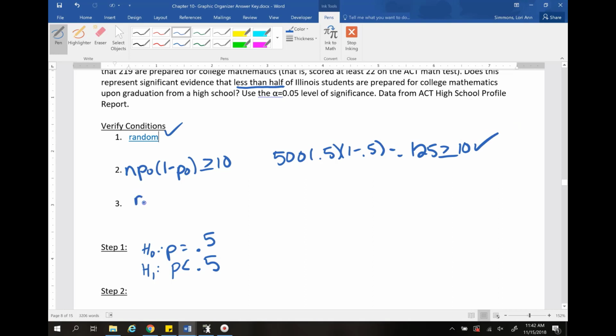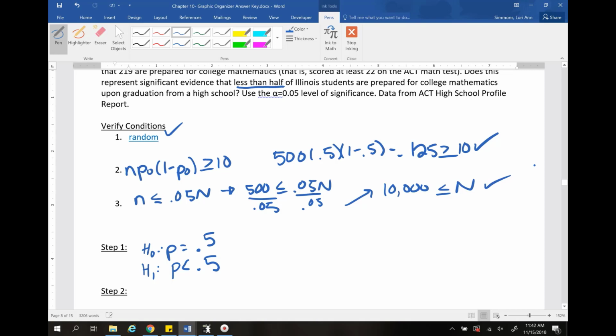And then is it independent? So 500, is that less than 5% of Illinois students? It is. If you aren't sure, you can divide by 0.05 to get 10,000. Is there at least 10,000 students in Illinois? There is. So it is independent.